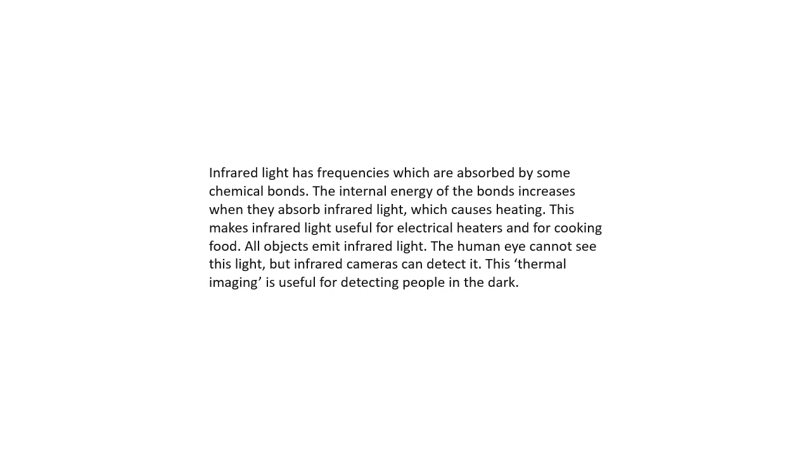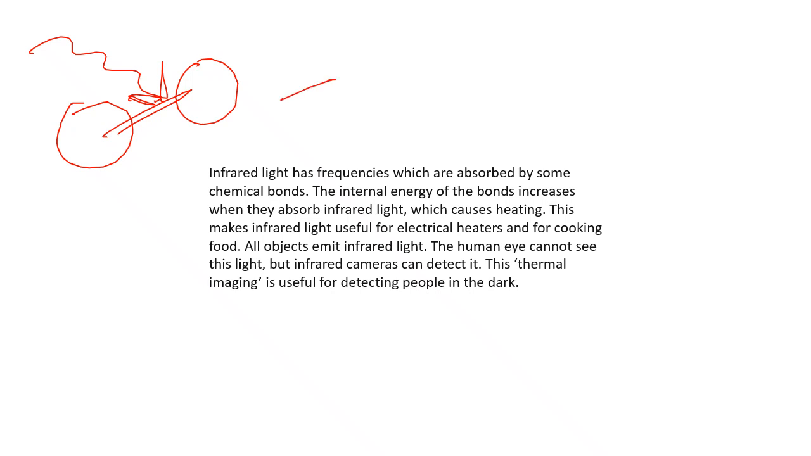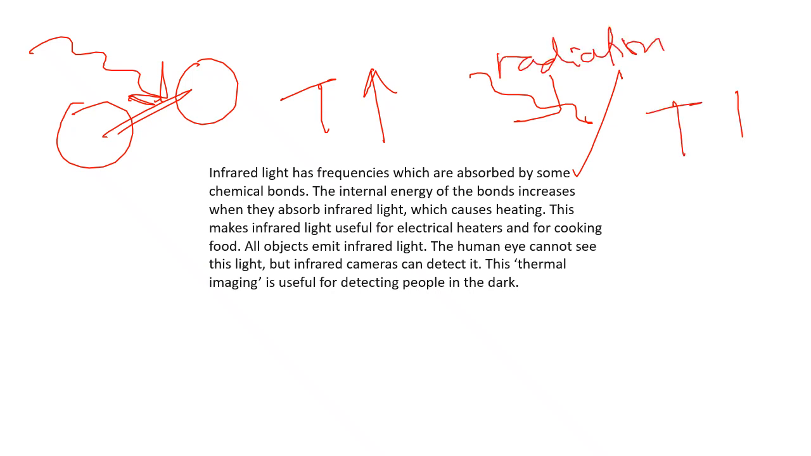So let's just think of a bond, right? If you have a chemical bond, and it absorbs infrared light, which causes heating, the temperature goes up. Remember, when radiation is absorbed, the temperature will go up. This makes infrared light useful for electrical heaters and for cooking food.